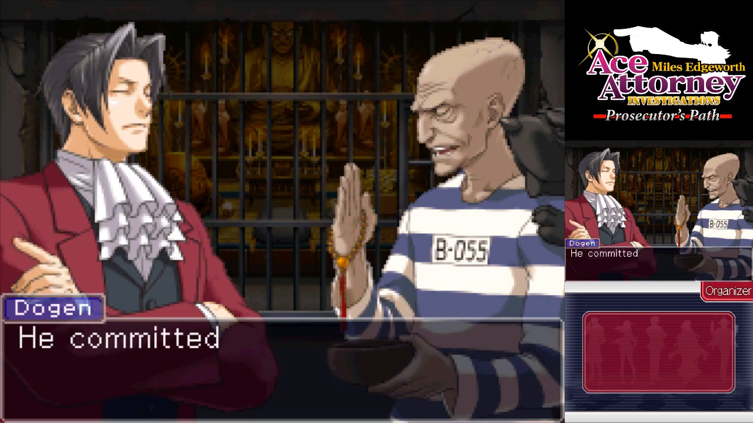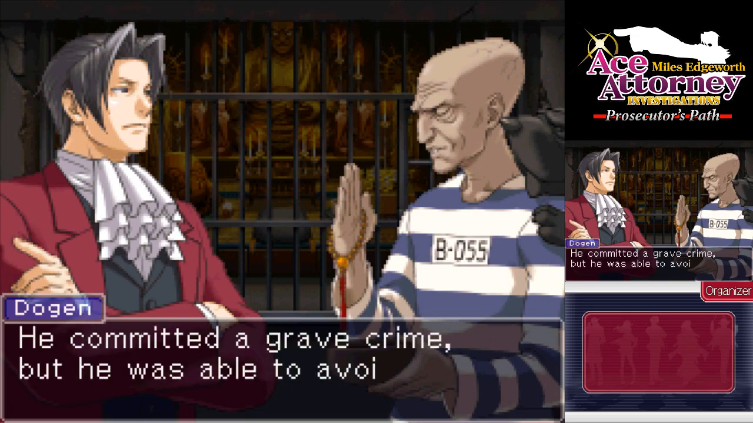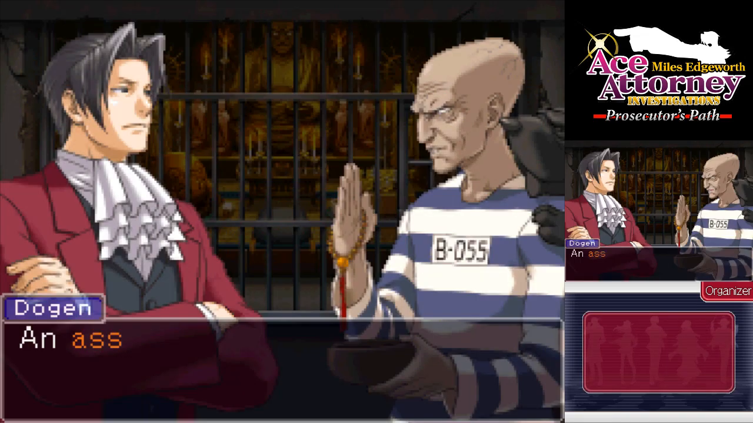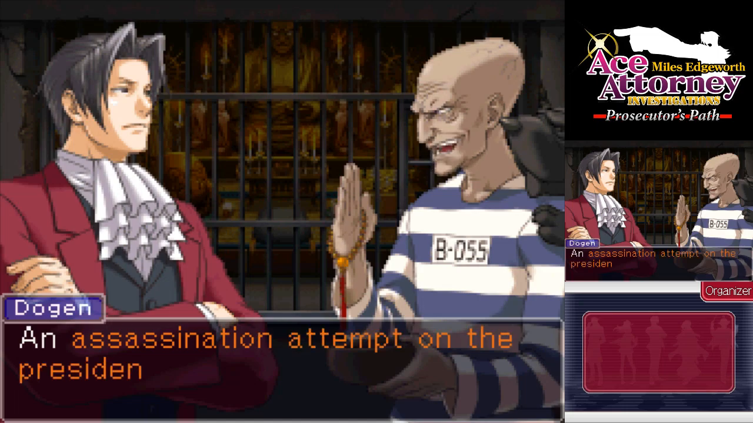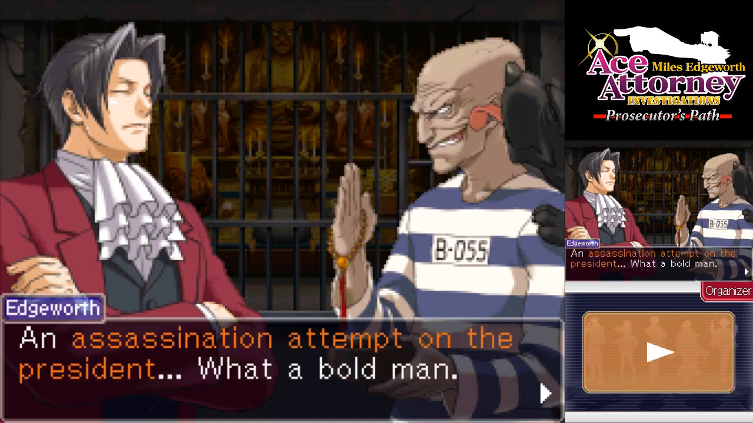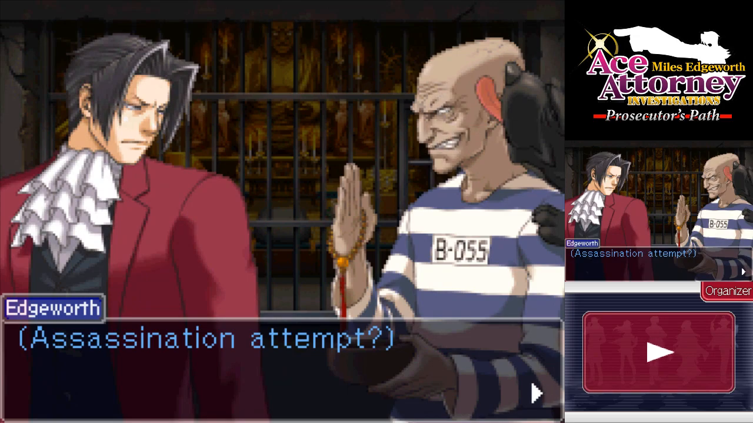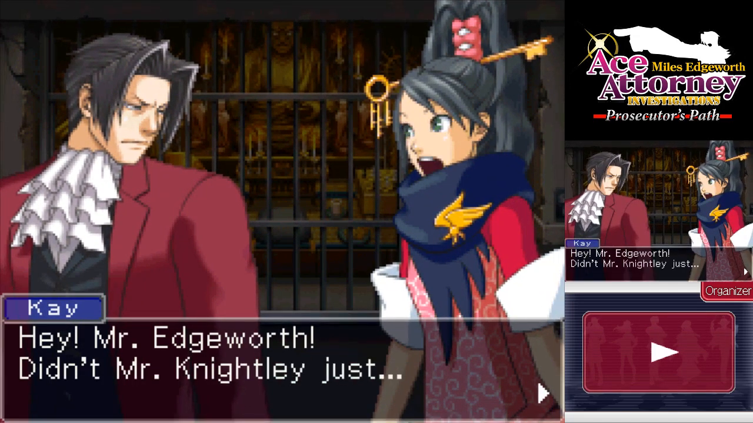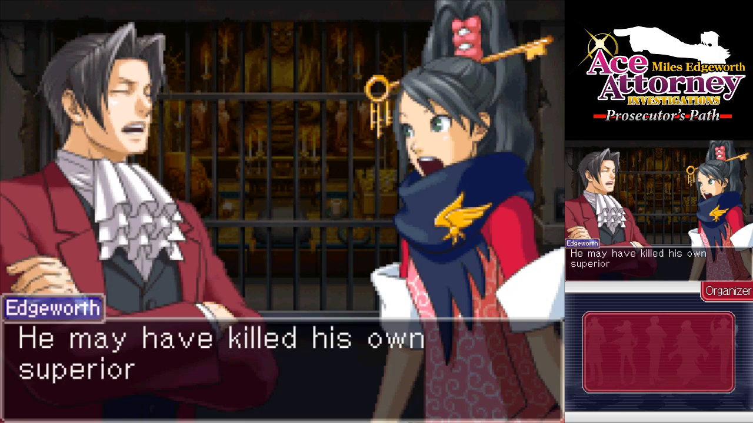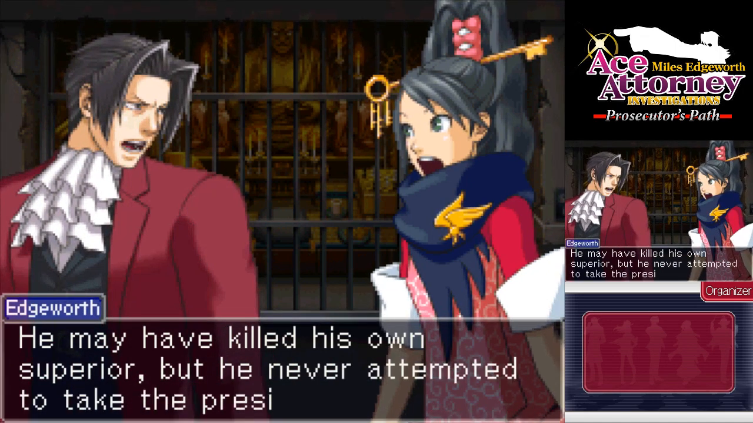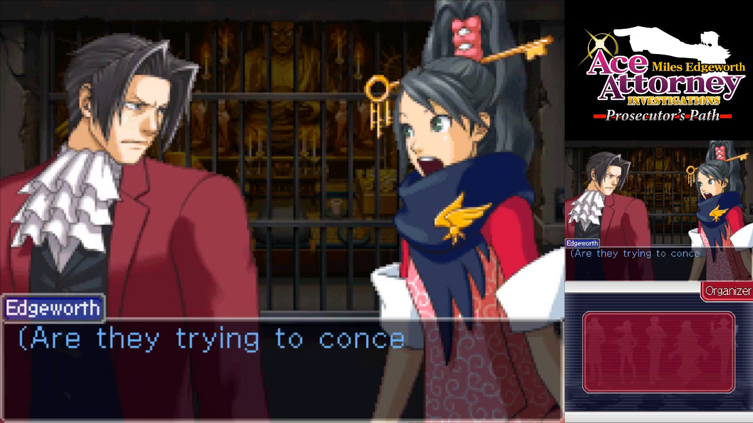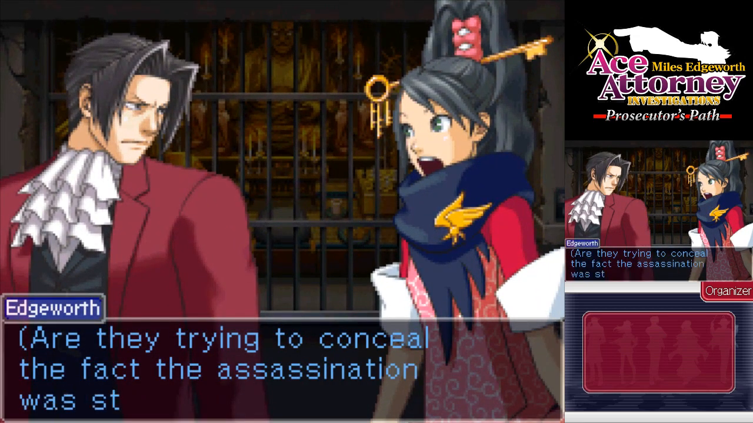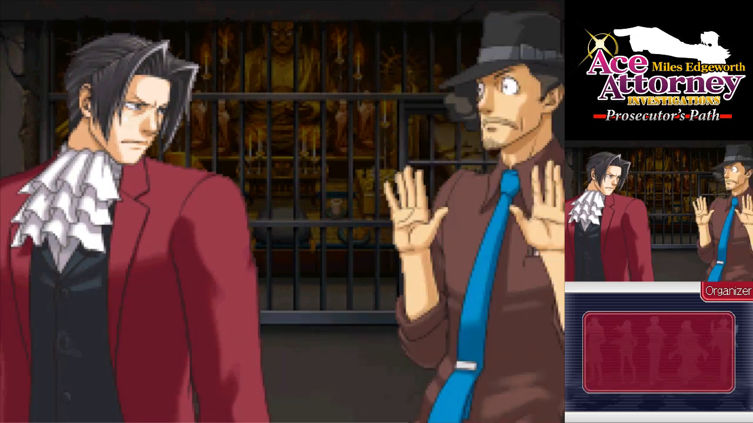Fortunate? How so? He committed a grave crime, but he was able to avoid punishment for it. An assassination attempt on the president. What a bold man. Assassination attempt? Hey, Mr. Edgeworth, didn't Mr. Knightley just... He may have killed his own superior, but he never attempted to take the president's life. Are they trying to conceal the fact that the assassination was staged by the president?